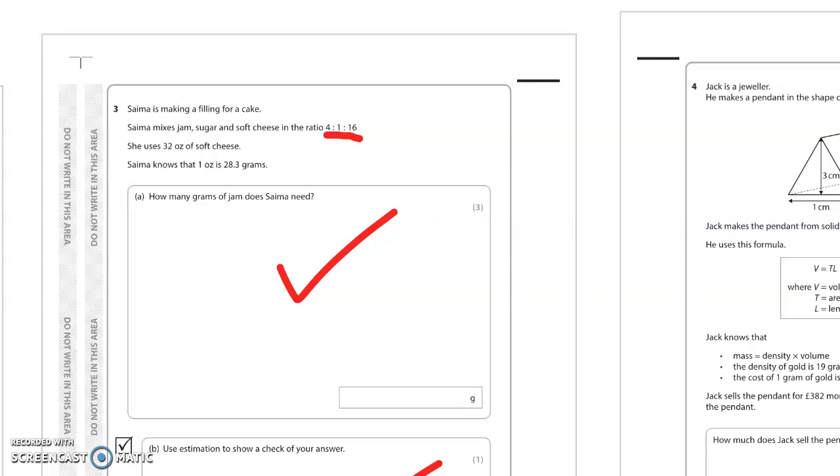Salma is making a filling for a cake. Salma mixes jam, sugar and soft cheese in a ratio 4:1:16. She uses 32 ounces of soft cheese. Salma knows that 1 ounce is 28.3 grams. How many grams of jam does Salma need? So it's quite obviously a ratio question. It's given the ratio 4:1:16.